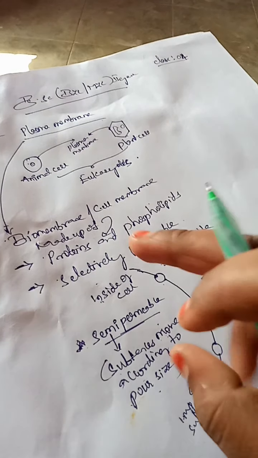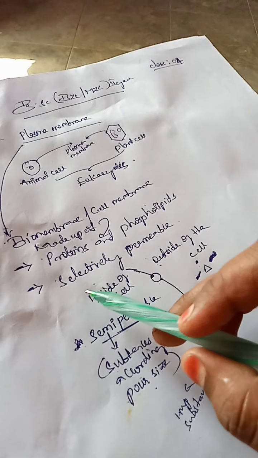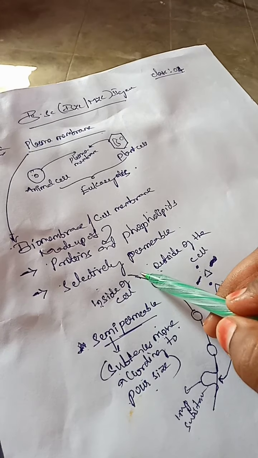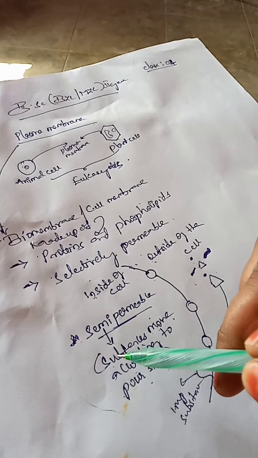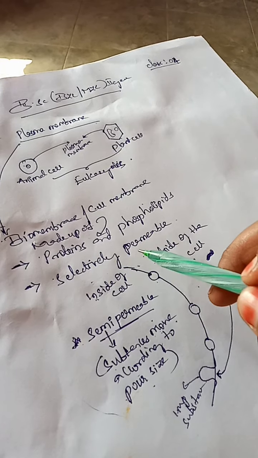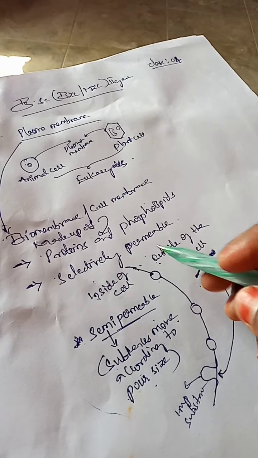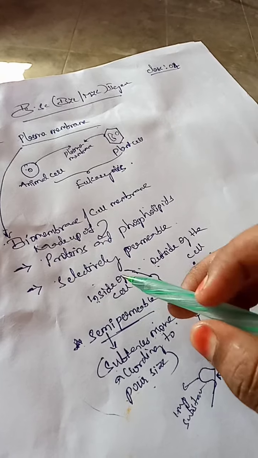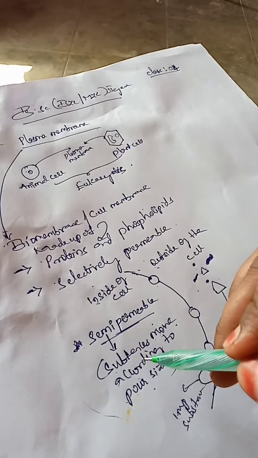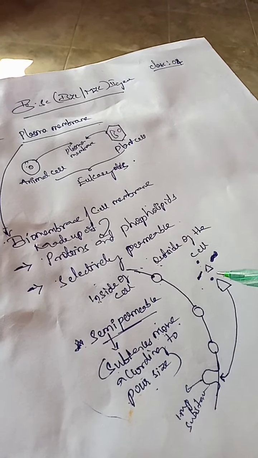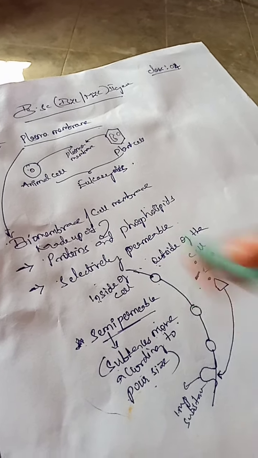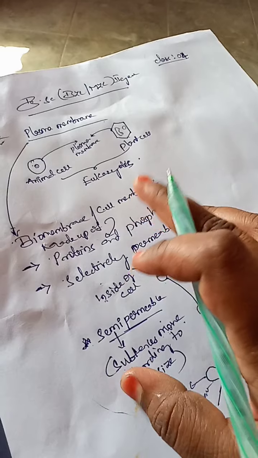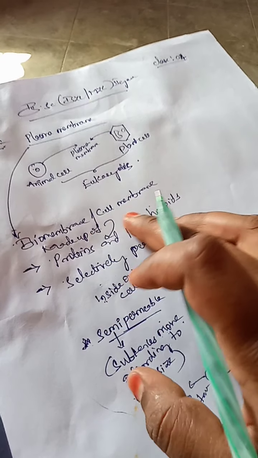Here you have to remember one thing: selectively permeable applies only when it is part of the inside of the cell. When it is outside of the cell, it acts as semi-permeable. Okay, so once again I will explain. The plasma membrane is also called the biomembrane or cell membrane.